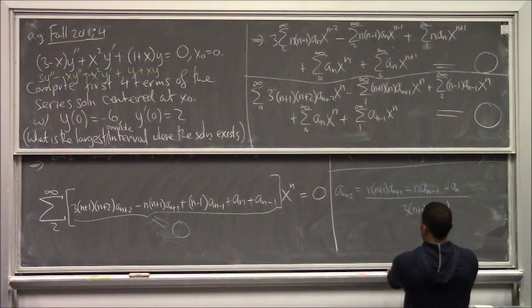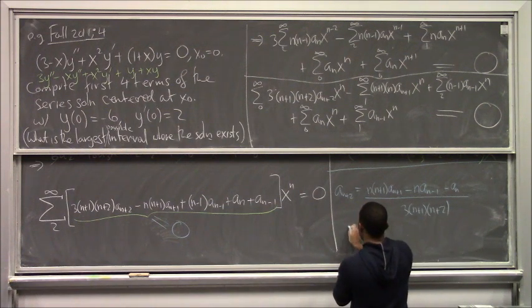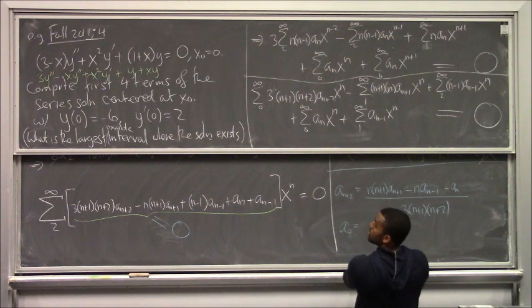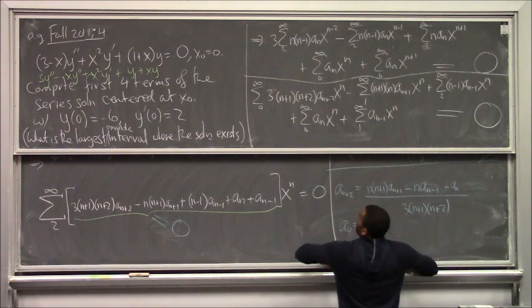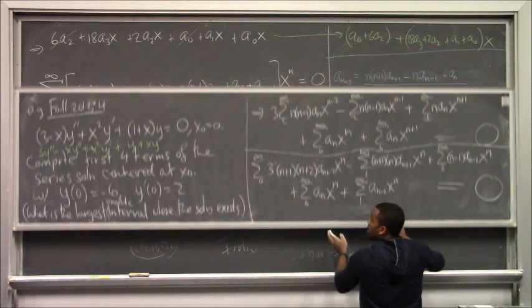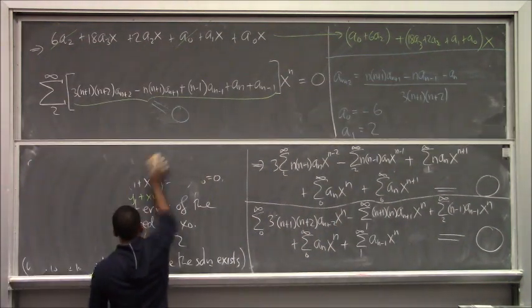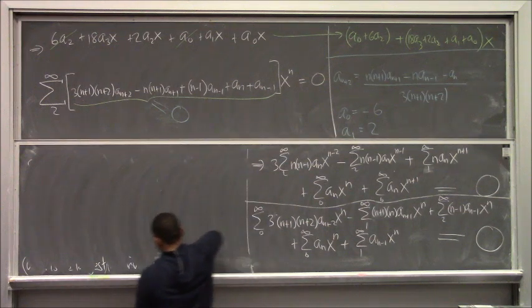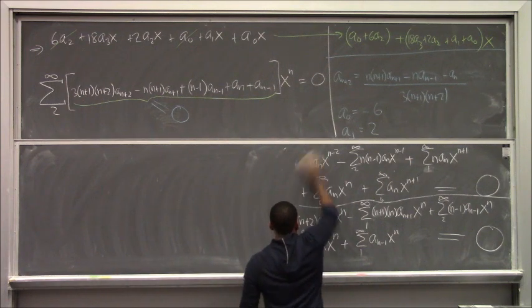All right, wait, can we cancel the a(n-1)? Actually, never mind. No, we can't. The middle term? Okay, so what do we know so far? We are told that our A0 is equal to minus 6. We're told that A1 is equal to 2. I'm now going to plug in. We'll worry about the green in a little bit.